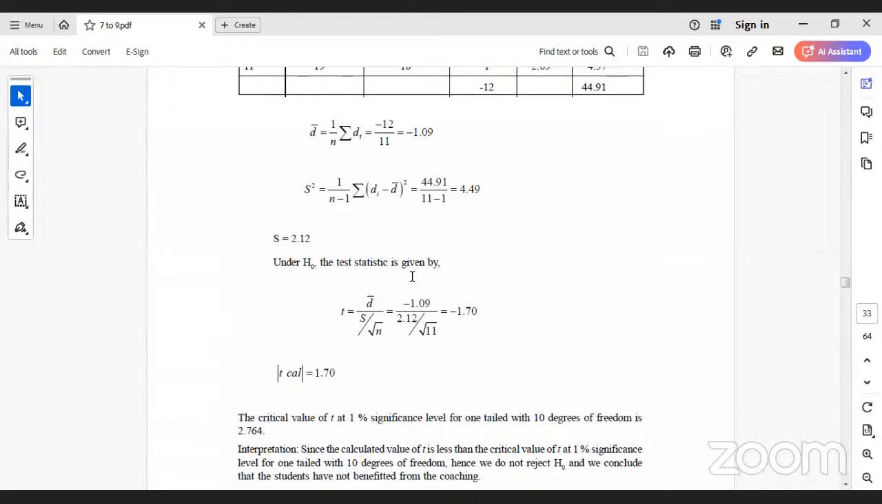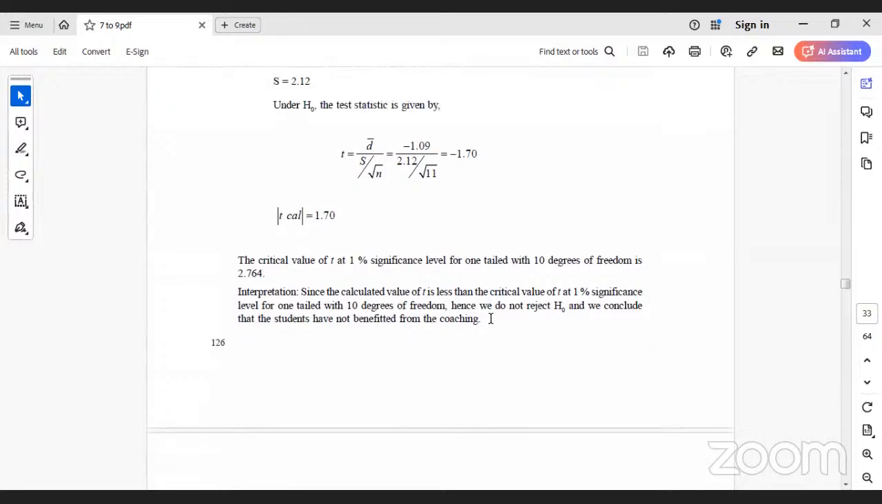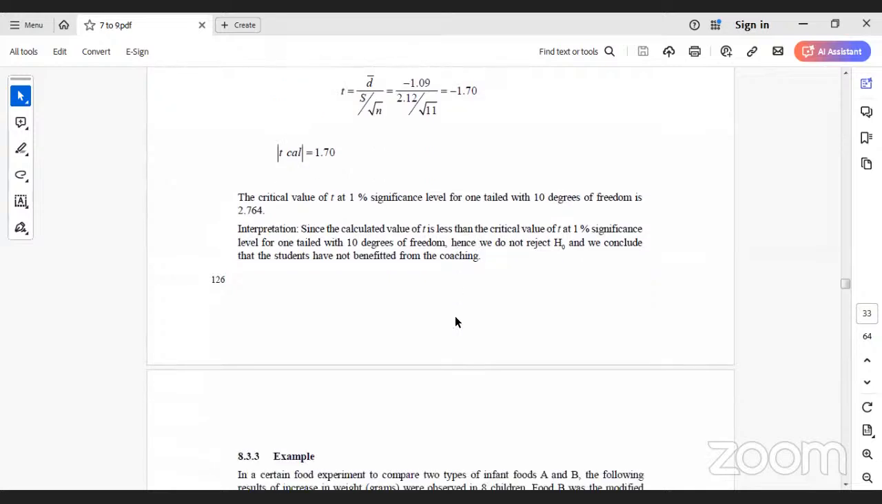Under H0, the test statistic is t equals d bar by s by root n, that is minus 1.09 by 2.12 by root 11. The t calculated value is minus 1.70. The critical value at 1% significance level with 10 degrees of freedom is 2.764.